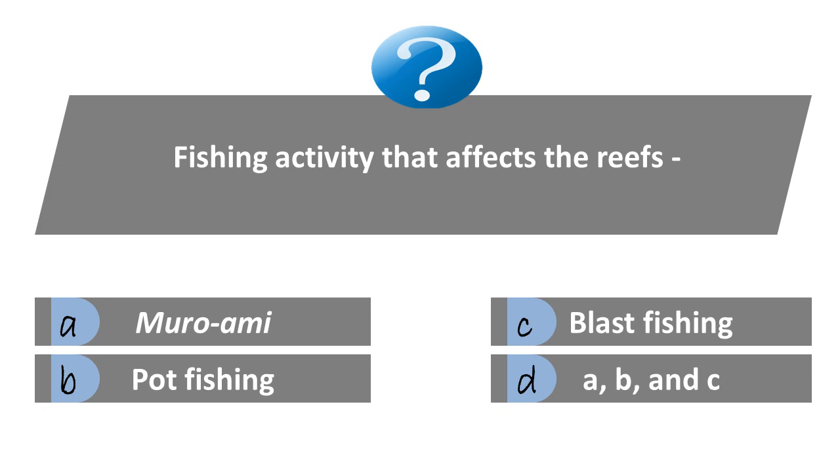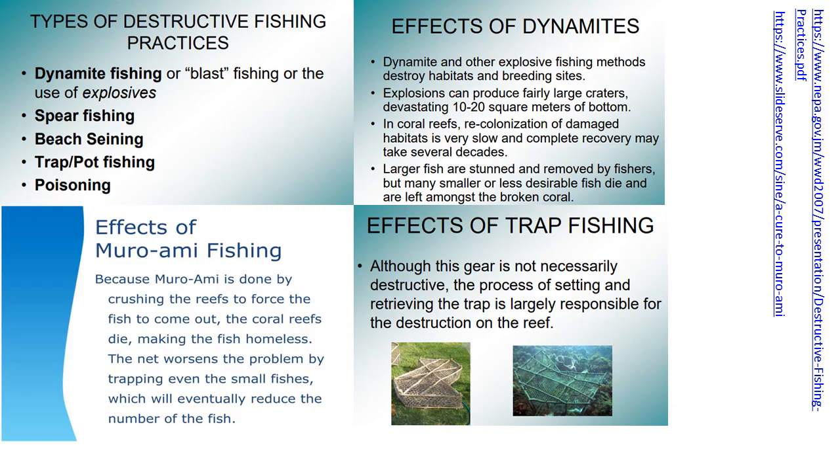The correct answer is letter D, all of the above. So, examples of destructive fishing practices are dynamite fishing or also called blast fishing. Tinawag siyang blast fishing dahil sa mga paputok or explosives. Spear fishing is also considered a destructive fishing practice. Beach seining, trap or pot fishing and also poisoning.